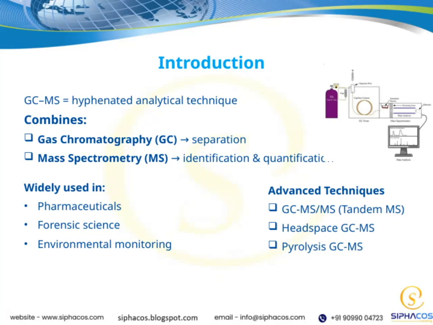Let's dive into some advanced techniques in analytical chemistry. First up is GC-MS/MS, also known as tandem MS. This method allows for even more precise identification and quantification by using two stages of mass spectrometry, which helps in complex sample analysis. Next is headspace GC-MS, a technique that focuses on analyzing volatile compounds that are present in the gas phase above a sample, making it ideal for flavors, fragrances, or residual solvents.